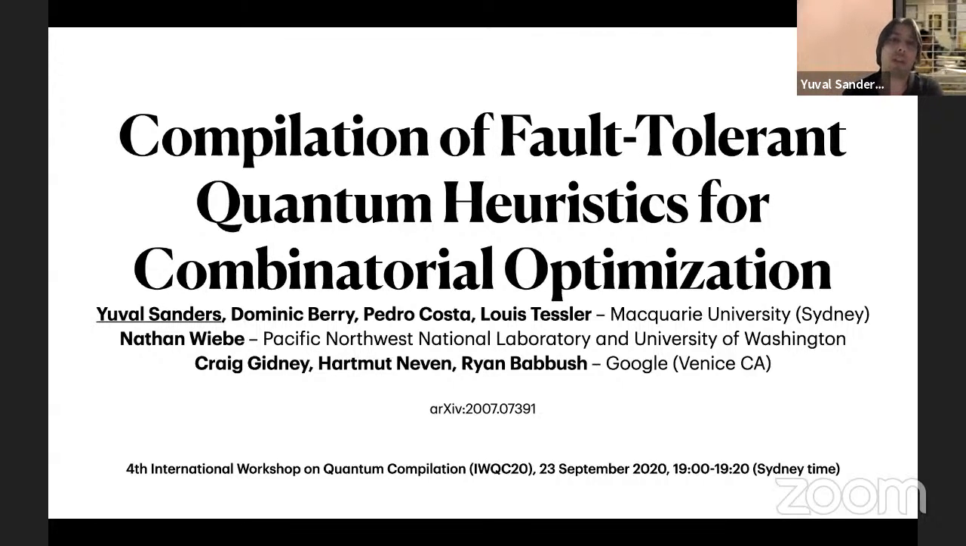So the title of this work is Compilation of Fault-Tolerant Quantum Heuristics for Combinatorial Optimization. And this is work with a relatively large team. So there's me, I'm a postdoc of Dominic Berry, then the other members of the team here in Sydney are Pedro Costa, another postdoc of Dominic Berry, and Louis Tesler, who's a student of Dominic's. And then this is work that we did jointly with Nathan Wiebe, who's at Pacific Northwest National Lab and the University of Washington. And also there's a few people from Google on this one. So there's Craig Gidney, Hart McNevin, and Ryan Babush is really the leader on this.